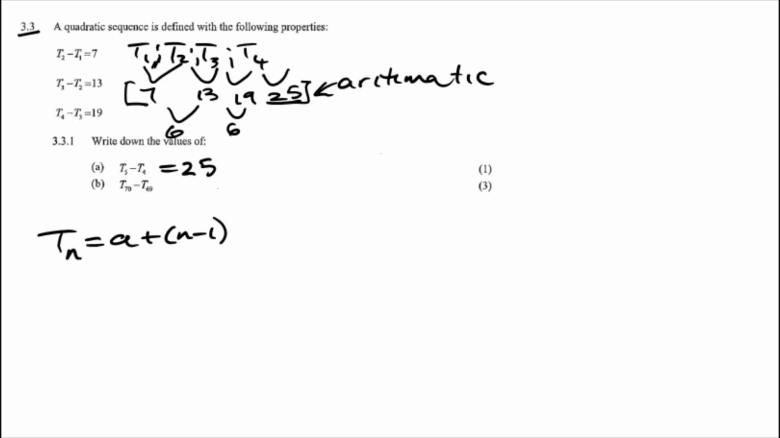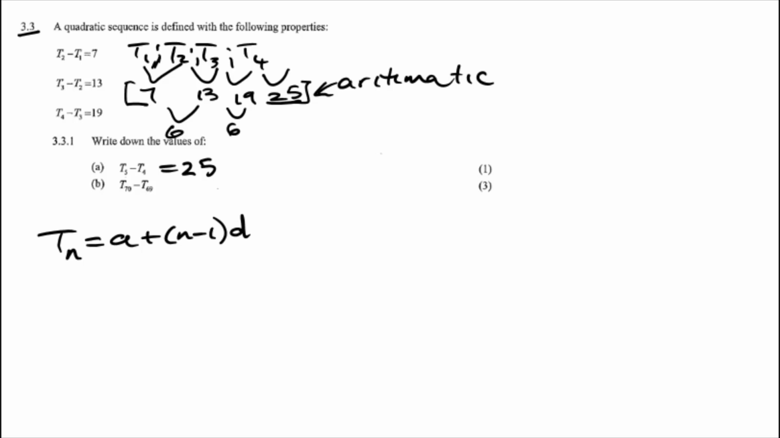t70 minus t69. Now if you look at the relationship between the quadratic and the first difference. The first difference here is arithmetic. So the first difference is arithmetic, meaning it has a common difference of 6. So meaning that this first difference has tn equal to a plus (n minus 1)d.